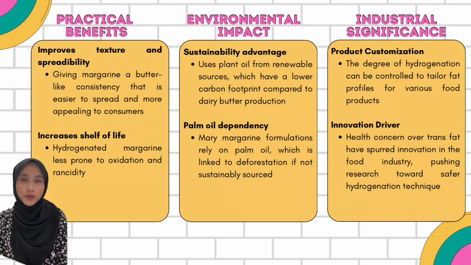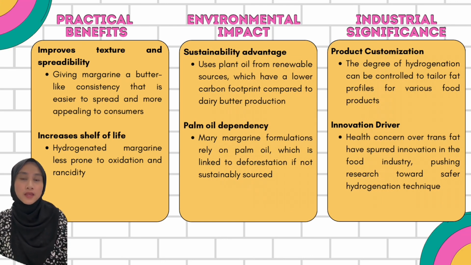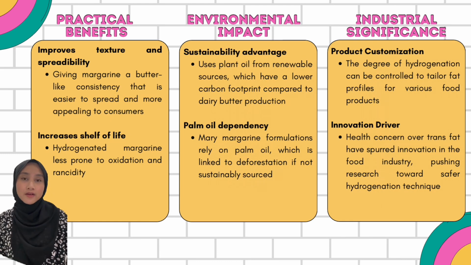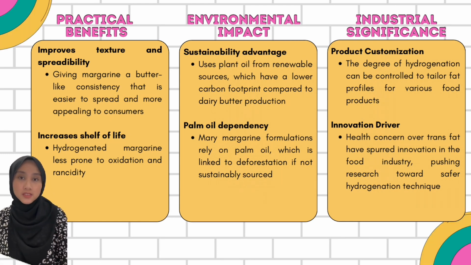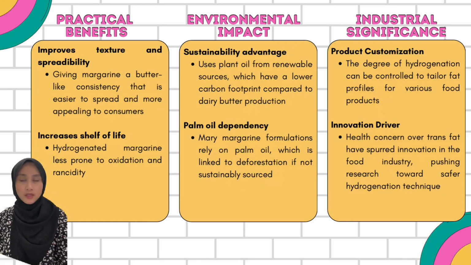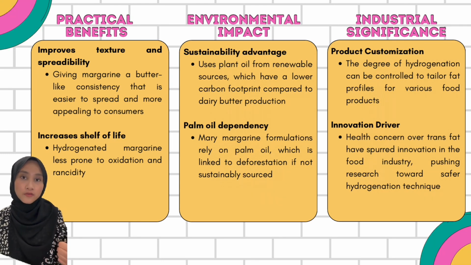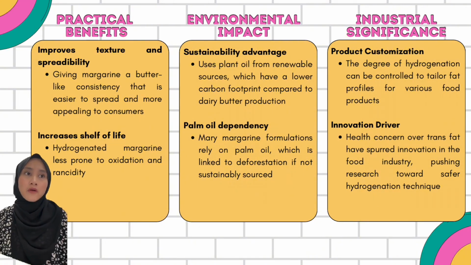From a practical point of view, hydrogenation improves the texture and the spreadability of margarine, giving it a creamy and butter-like consistency. It also increases the shelf life, making it more resistant to oxidation and rancidity. On a global scale, the process supports sustainability. Margarine often comes from renewable plant sources like olive, soy, or palm. However, this also brings challenges such as deforestation linked to palm oil, highlighting the need for responsible sourcing.